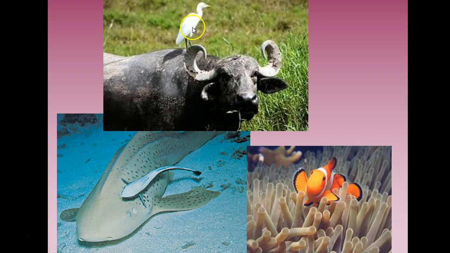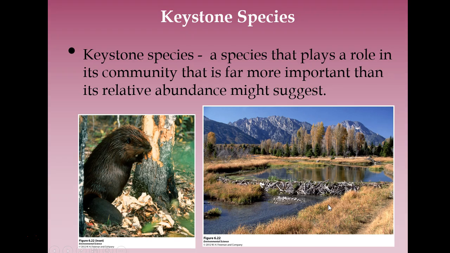We have a cattle egret here, which can pick bugs and stuff off of the cow. The cow has no benefit from that. And then we have our little Nemo-type fish here in the anemone. The fish gets protection from the anemone because it doesn't get stung by it. The anemone really doesn't gain anything from the fish being there. So that's an example of commensalism.